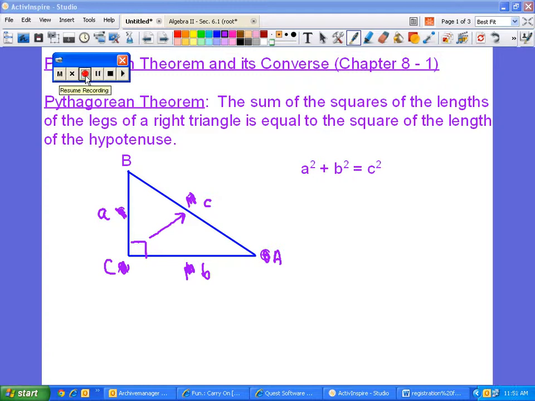Okay, so the Pythagorean theorem is the sum of the square of the length of the legs of a right triangle is equal to the square of the hypotenuse. The hypotenuse will be found opposite the right angle. Now in general, in any triangle, the hypotenuse is going to be opposite the largest angle. In a right triangle, the largest angle is going to be the right angle. So the hypotenuse is always the side opposite the right angle.